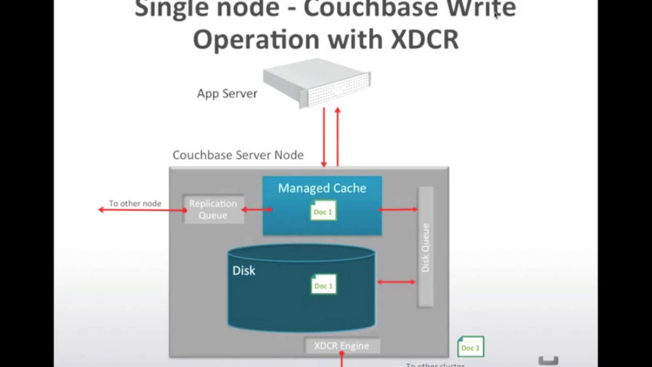I'll just make sure I repeat this again. So the app server sends the document, it goes to the managed cache, goes into the replication queue for the intra-cluster replication, goes into the disk queue. When the disk queue is flushed, it goes into the disk, and then it's picked up from the disk by the XDCR engine, and then sent on the wire to the other cluster. So that's the operation flow. I just wanted to illustrate that.